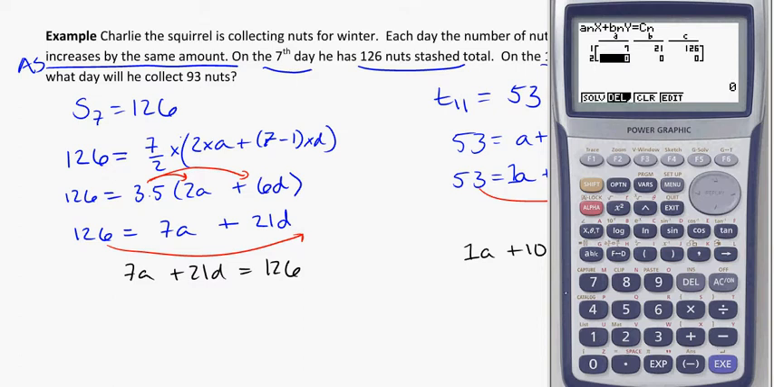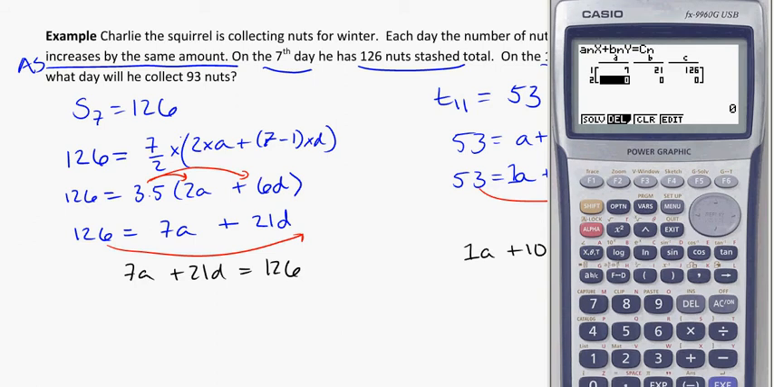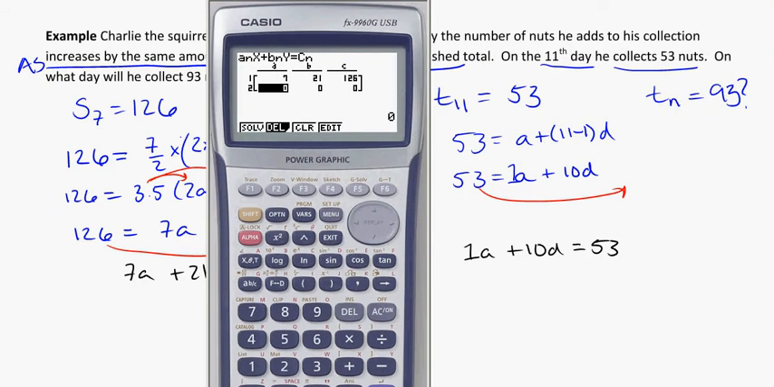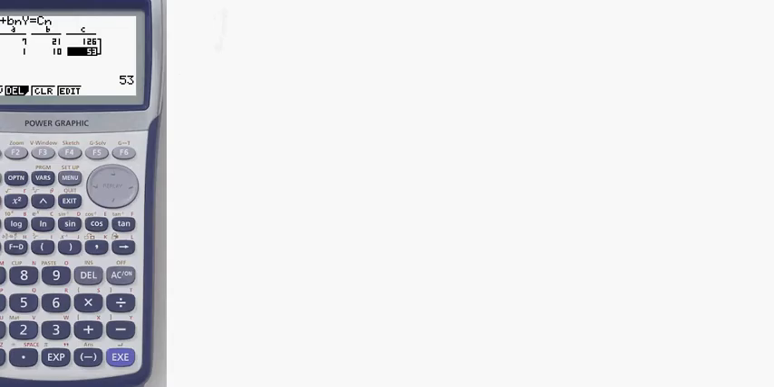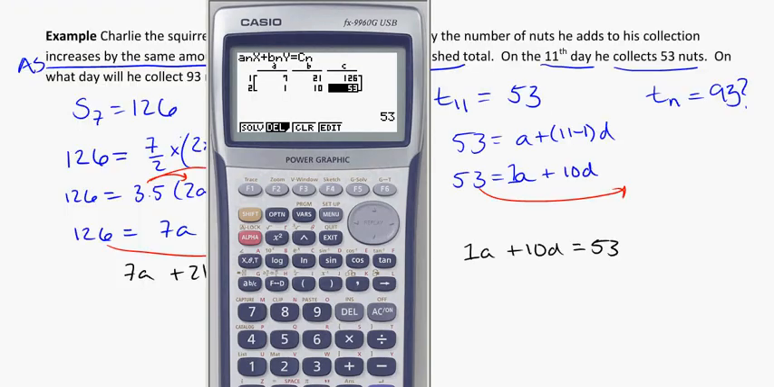And for the second equation, exactly as we see it, I have 1, 10, and 53. So that's exactly what we've got for our equations, and the next thing we do is just hit solve. And again, voila, it'll give us the answers.